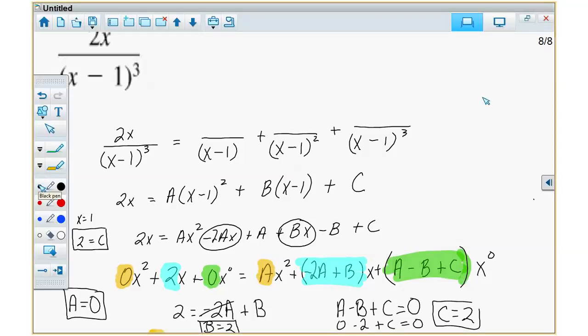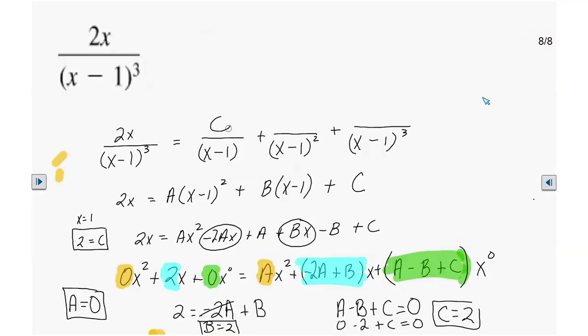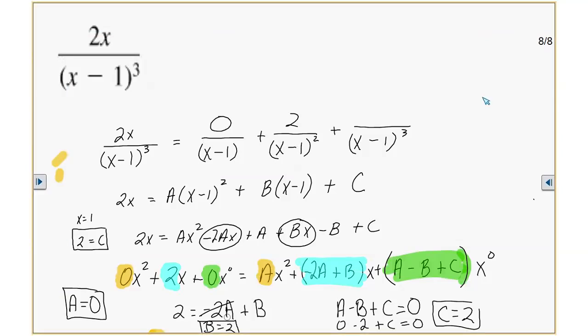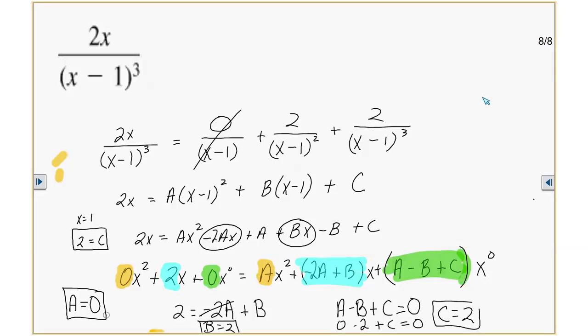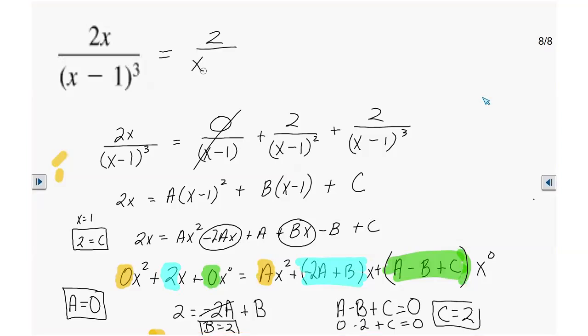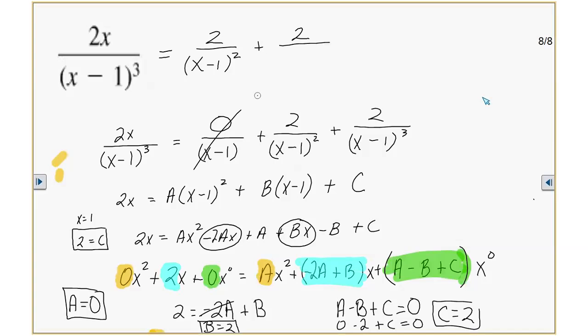So a is 0, b is 2, and c is 2. So our answer is this is equal to 2 over (x minus 1) squared plus 2 over (x minus 1) to the third power.